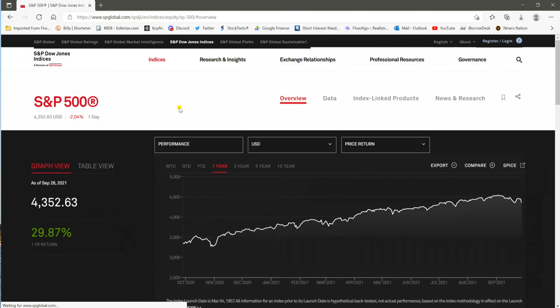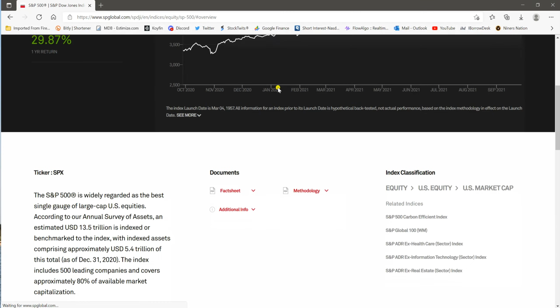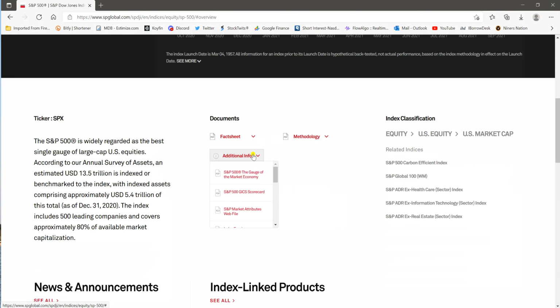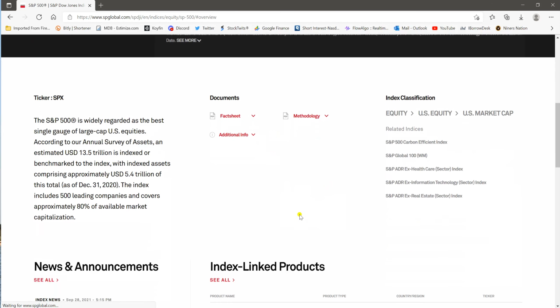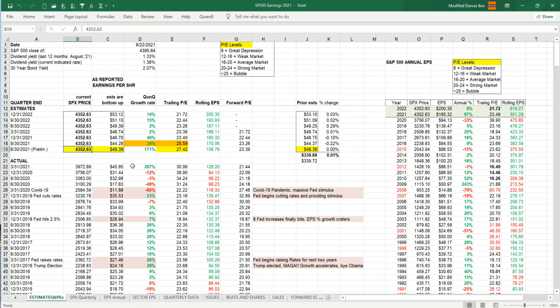So anyways, before you look into charts, I want to show you how I get this data. And you can do this yourself. So I go to the S&P 500 website, and you scroll down and you click additional information, and then you click index earnings. That links you to a spreadsheet with all of the earnings information that looks something like this. You got to scroll down a little bit to find it. It's in this tab down here, estimates and PEs.